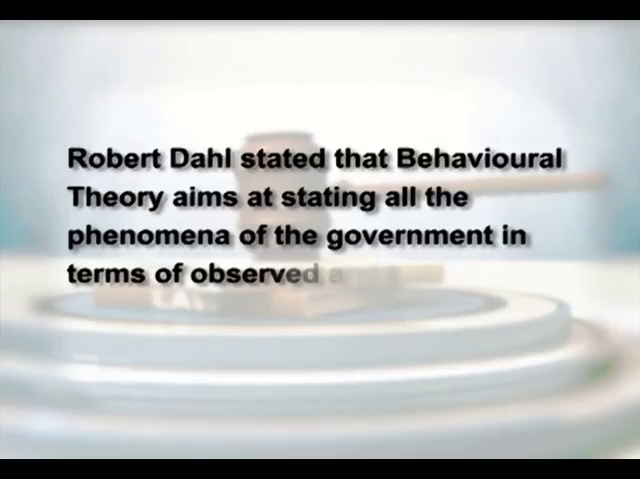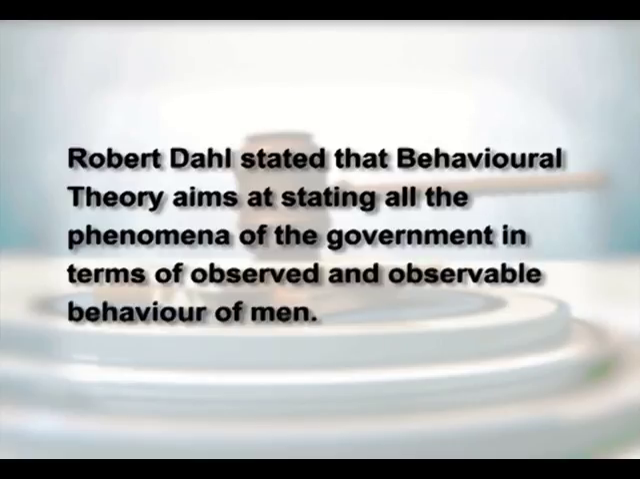Now, what were the basic objectives of behavioral theory? In a nutshell, Robert Dahl stated that behavioral theory aims at stating all the phenomena of government in terms of observed and observable behavior of men, a total departure from either ideas or institutions. According to Dahl, its goal was to develop a science of politics modeled after the methodological assumptions of natural science.